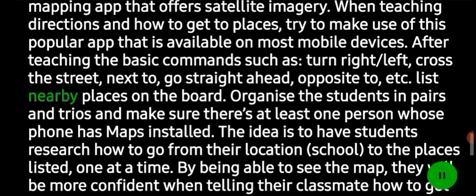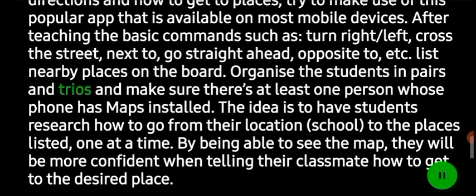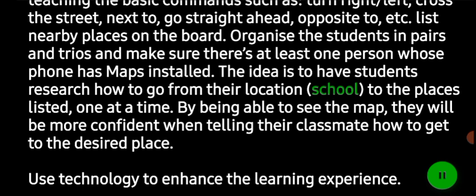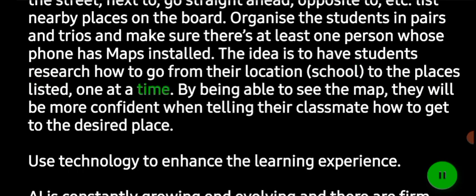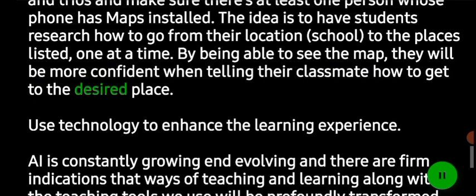List nearby places on the board. Organize the students in pairs and trios and make sure there's at least one person whose phone has maps installed. The idea is to have students research how to go from their location, school, to the places listed, one at a time. By being able to see the map, they will be more confident when telling their classmate how to get to the desired place.